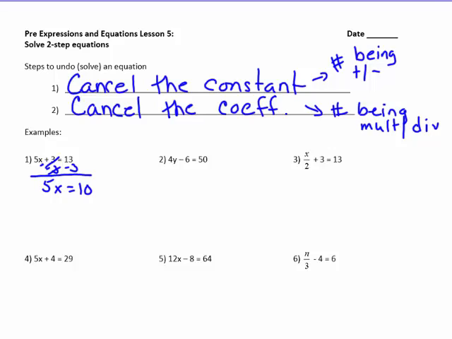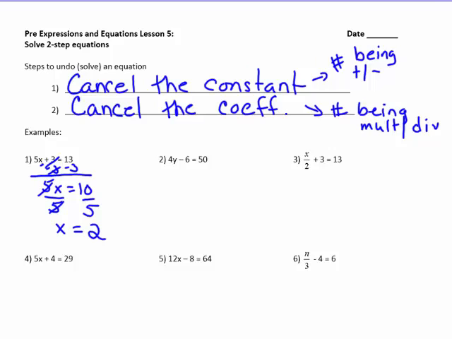All right, so far so good, because that's all that we've been working on. Now, this is like a problem that we did yesterday and the day before. So now I have to take and get rid of the 5. It's being multiplied. To cancel that, I'm going to divide. 5 divided by 5 makes 1. 1 times x is x. And over here we have 2.